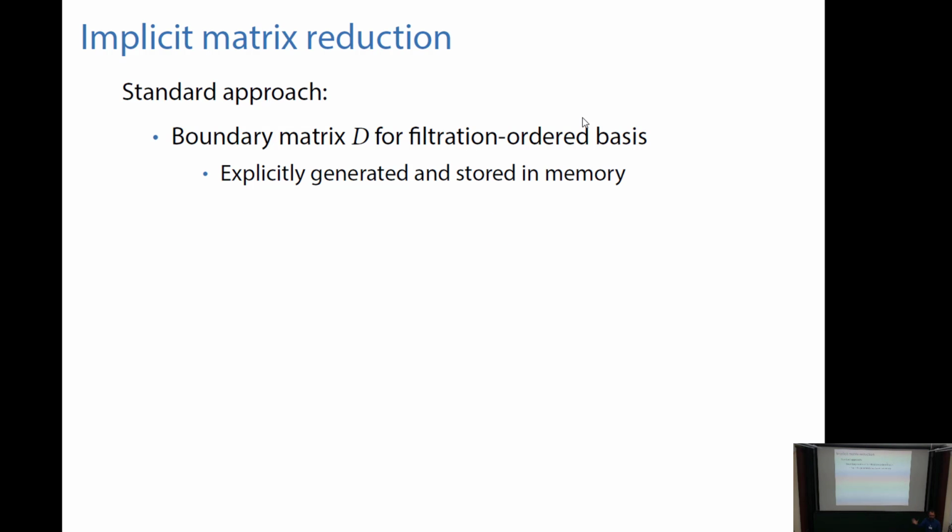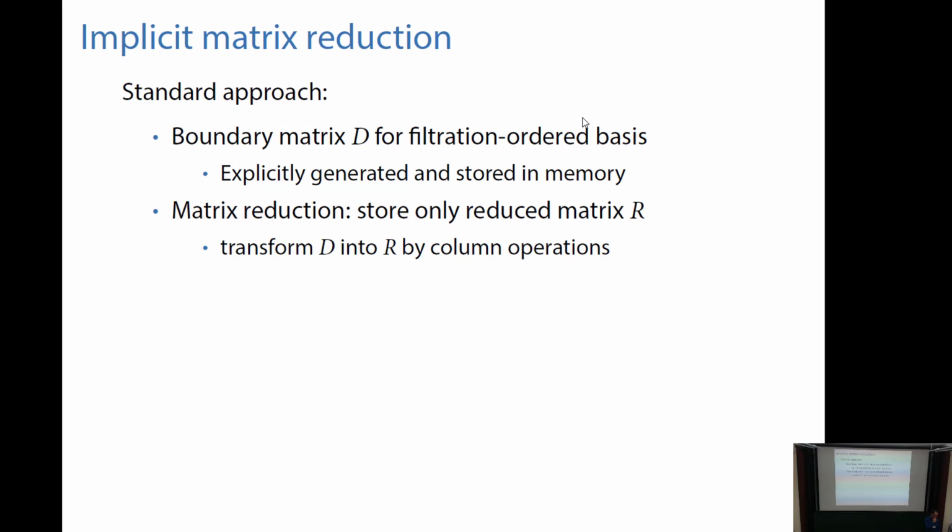So the standard approach, in almost all of the implementations, is you write down the entire boundary matrix as it is, with respect to some ordering for the simplices. You generate this matrix and store it in memory, and then you apply the matrix reduction. Typically you only store the reduced matrix because that's sufficient to identify the pairs. Often the matrix V that encodes the operations applied to the matrix is not stored in memory.